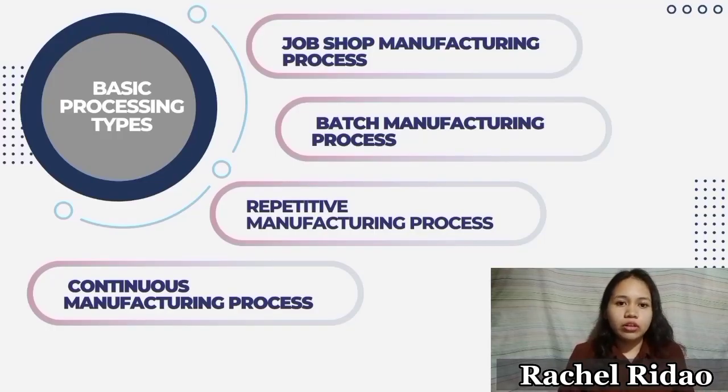Number 4, continuous manufacturing process. A flow production method used to produce or process products without interruption by constantly supplying raw materials while the manufacturing process is underway. Examples are pasta production, tomato sauce and juice production, and etc.